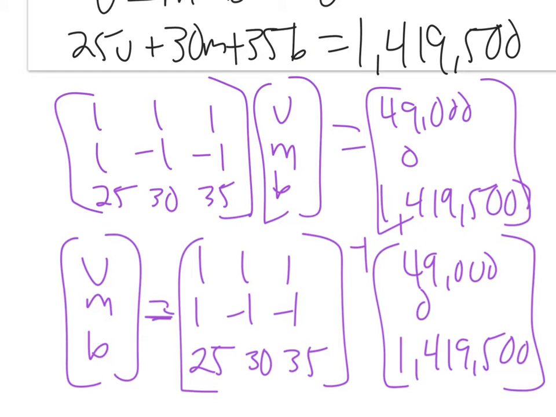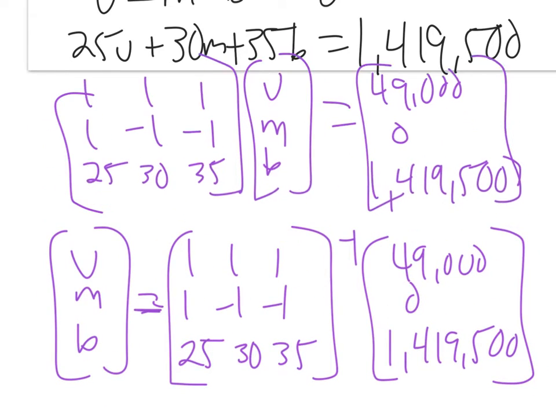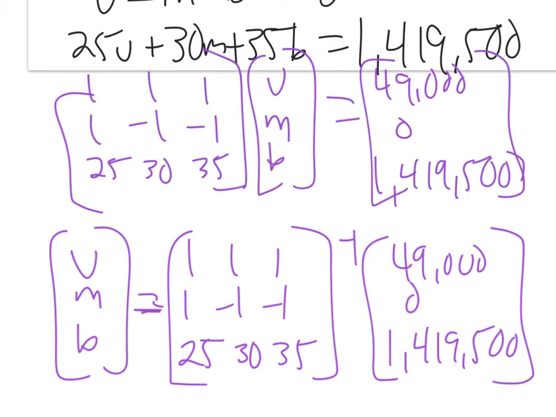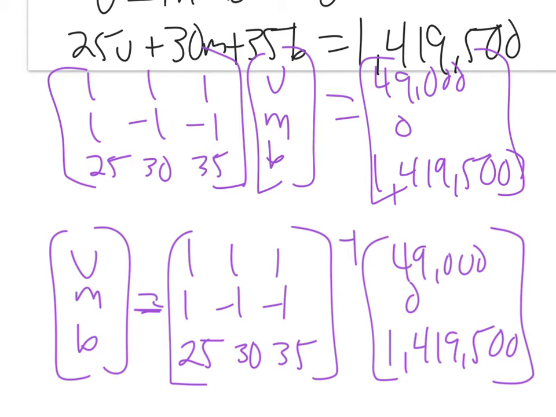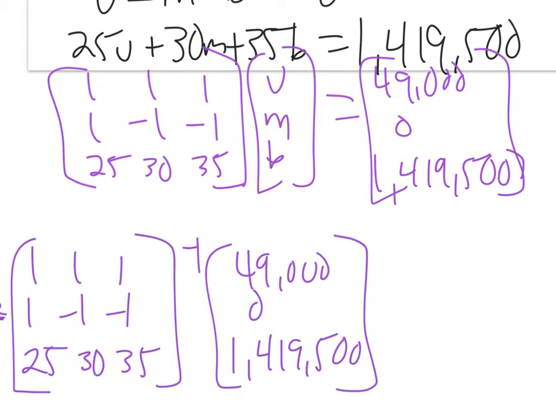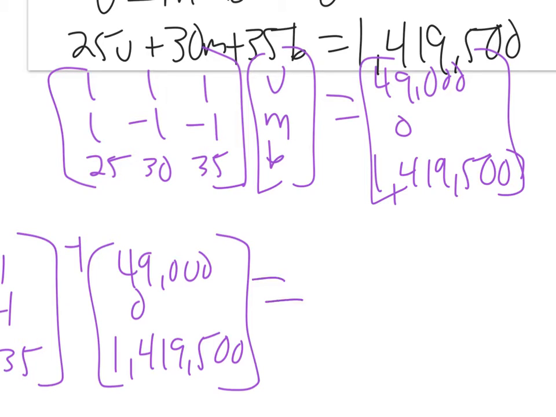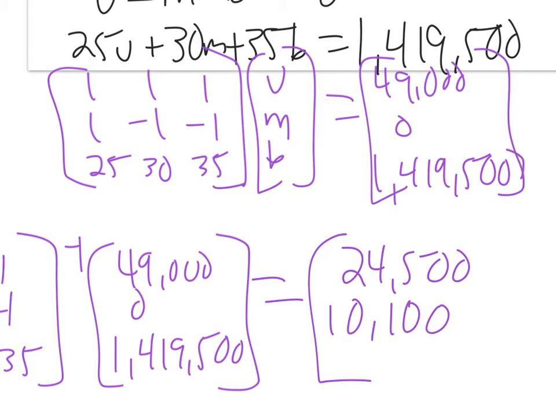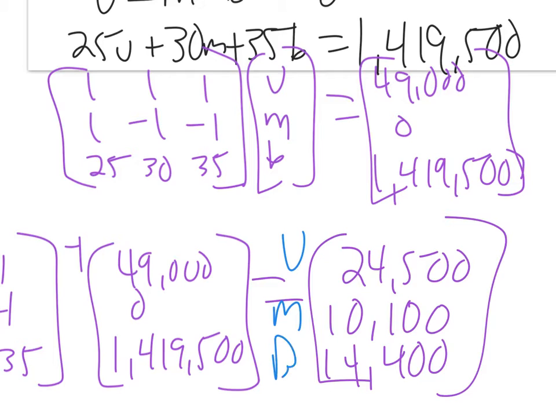So when I throw all that in a calculator, I let the calculator do all the legwork for me. All right, I put it into matrix, and what I get is an answer of this, and it comes out as a matrix: 24,500, 10,100, 14,400. And that is my answer, ladies and gentlemen. Okay, this is my upper, my middle, and my bottom. That's how many seats there are.